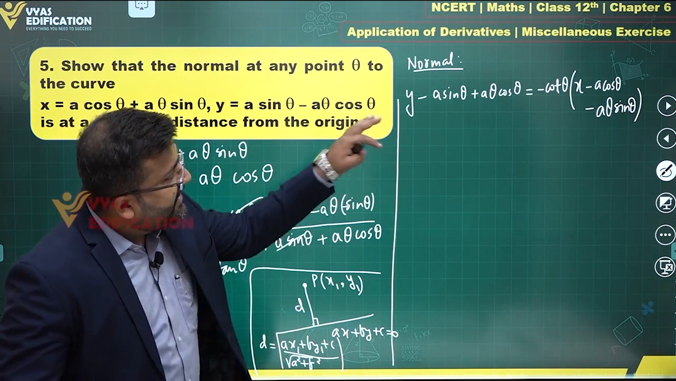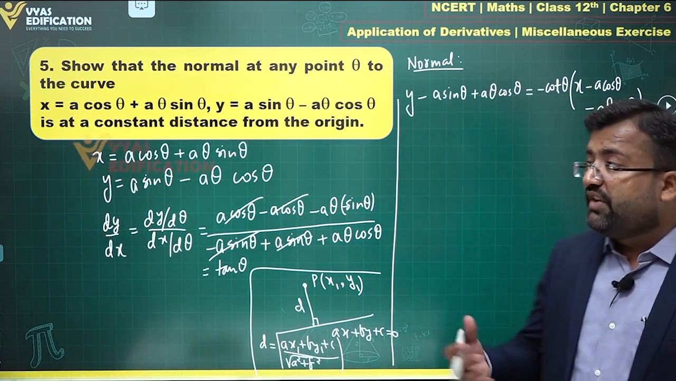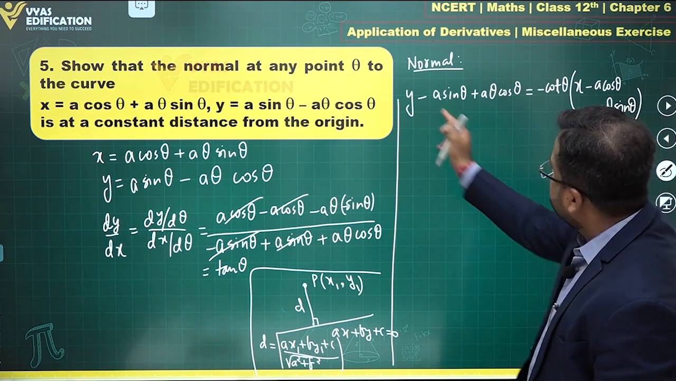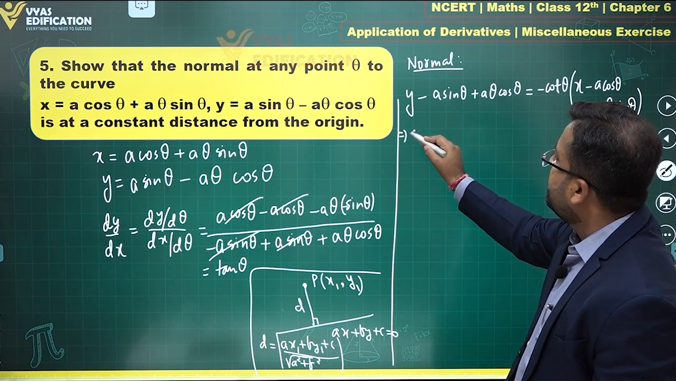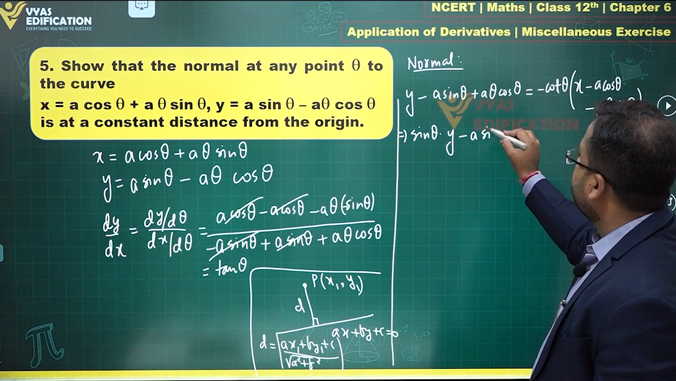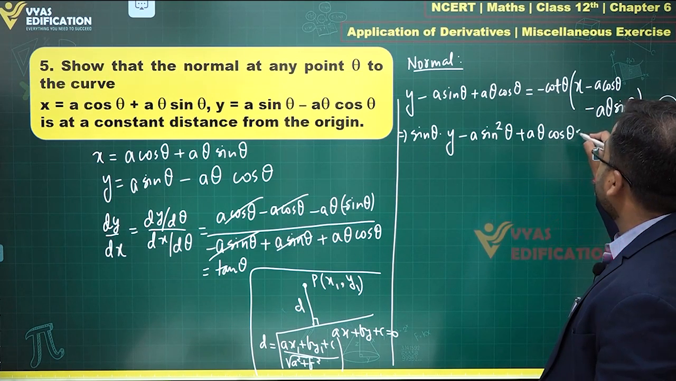So let's write it in the form of ax plus by plus c. And how will we be able to do that? This cot theta is nothing but cos upon sin. Let's bring this sin over here. This becomes sin theta times y minus a sin square theta plus a theta cos theta sin theta.